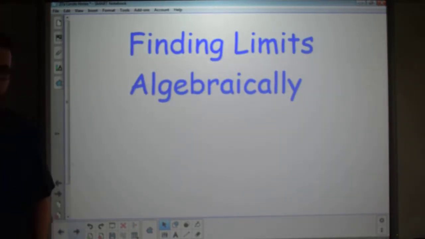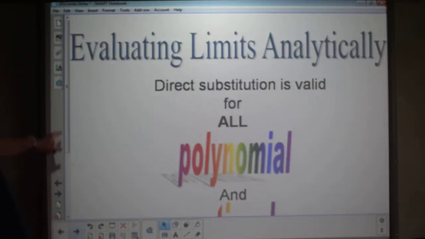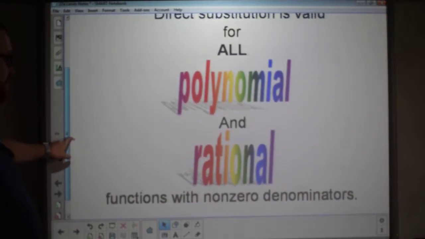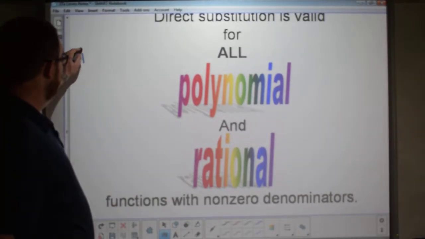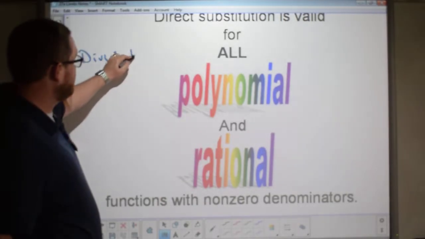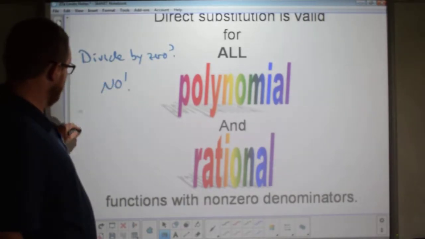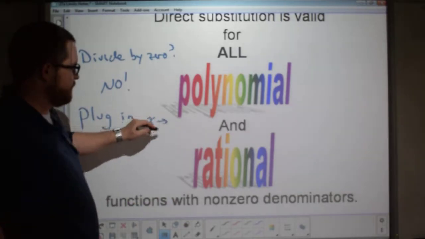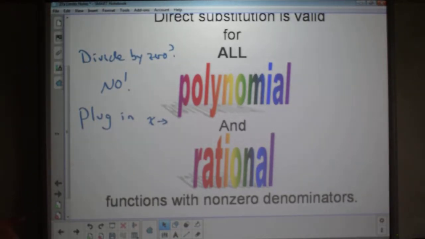The third type, algebraically. This is where we'll spend most of our time. Okay? Direct substitution is valid for all polynomial and rational functions with non-zero denominators. So, ask yourself, are you dividing by 0? If the answer to that question is no, we're just going to plug in whatever x is approaching.